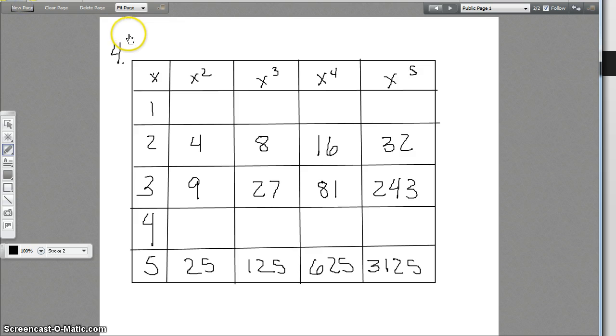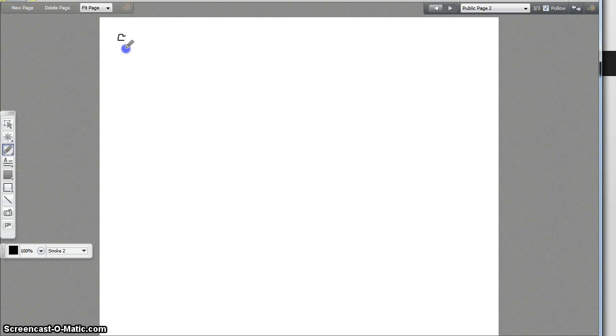Okay, let's move on and do number 5. Number 5 says use your table, that's the table that you made in the previous problem, to tell whether each of the following numbers is rational or irrational. Express each of the rational numbers in simplest form. So, like for part A, we have square root of 8.